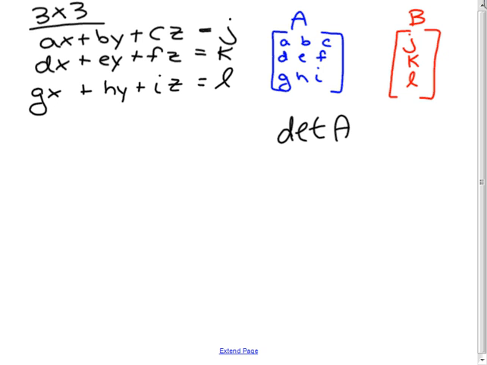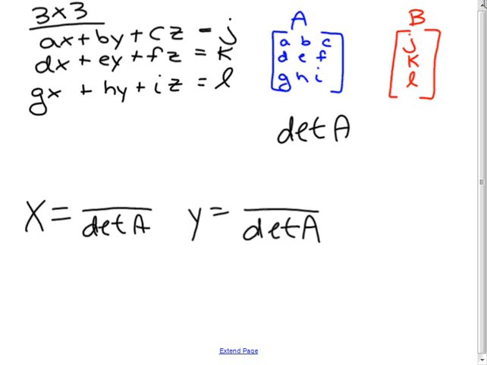Time consuming, absolutely. But, I don't know, solving a system of three equations by elimination is pretty time consuming as well. So I'm going to have to find the determinant of A because that's going to go on the bottom of all of these. To find x, it's going to be over the determinant of A. To find y, it's going to be over the determinant of A. To find z, it's going to be over the determinant of A. So that's going to be the bottom of all of your fractions. And then your numerators are going to be 3 by 3 determinants.